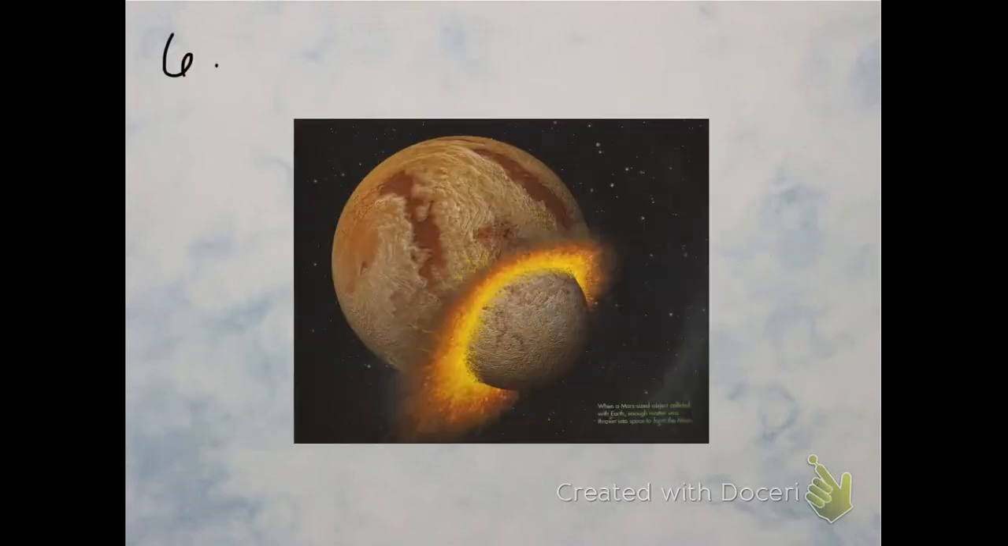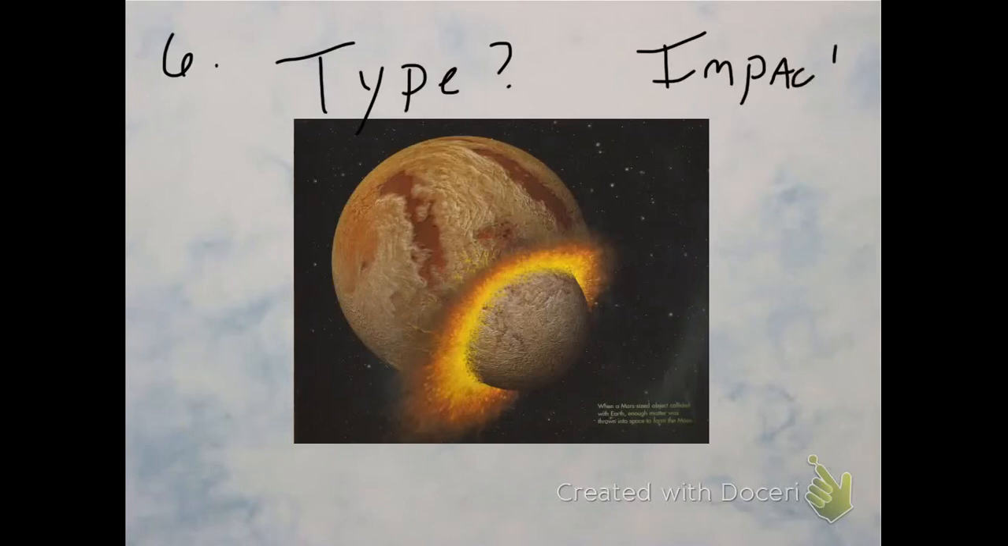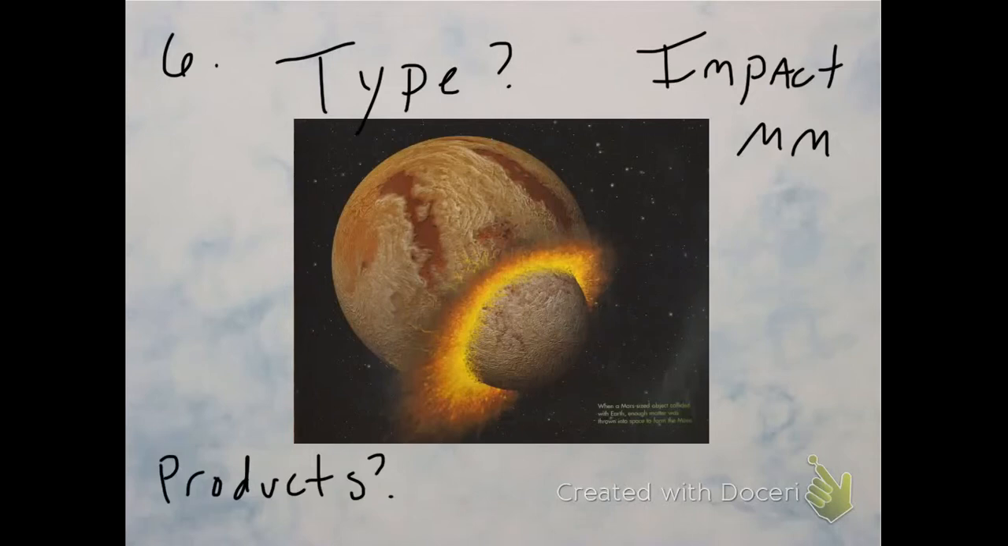Question number 6. This is a picture all the way back from chapter 1. So we have a huge thing that has happened to the early proto-Earth. A Mars-sized object is smashed into it. And what type of metamorphism does this represent? So this is an impact from an asteroid in this case, or even a planetesimal, so this is called impact metamorphism. And when you find evidence of impact metamorphism on Earth, you can actually find the products or the remnants of that impact, which are known as impactites.